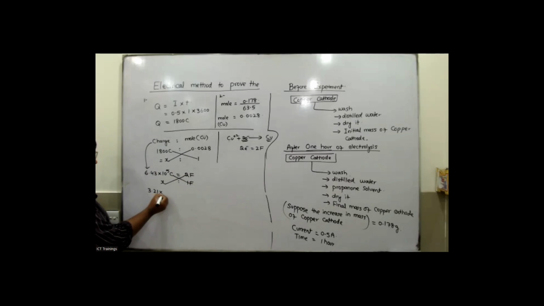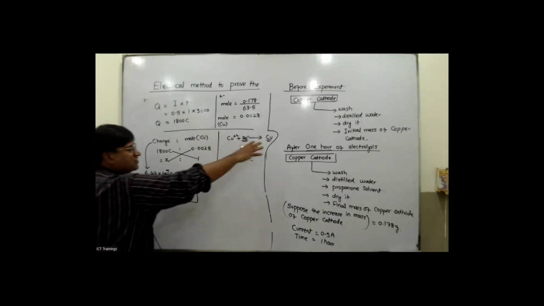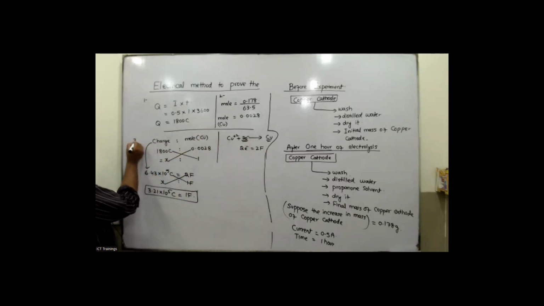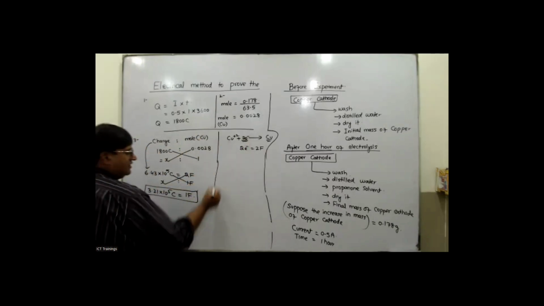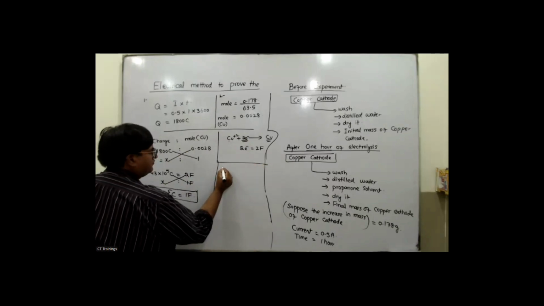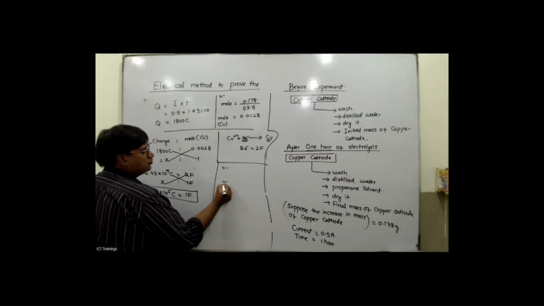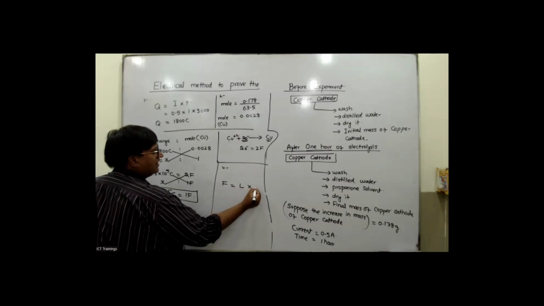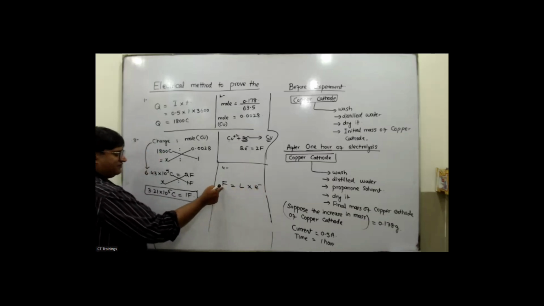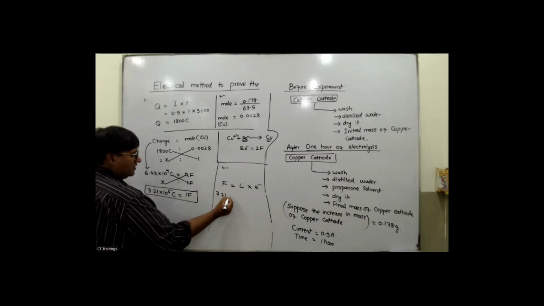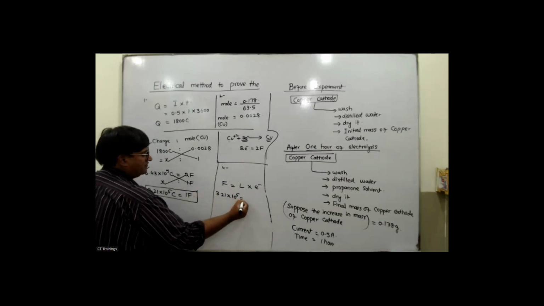It's 3.21 multiplied by 10 raised to power 5 coulombs, that is equal to 1 Faraday. So you have calculated 1 Faraday by using the equation. This is your step 3. Now you have to move towards step 4. In step 4, you should use the formula F is equal to L into E. The F represents this one, 3.21 times 10 raised to power 5.